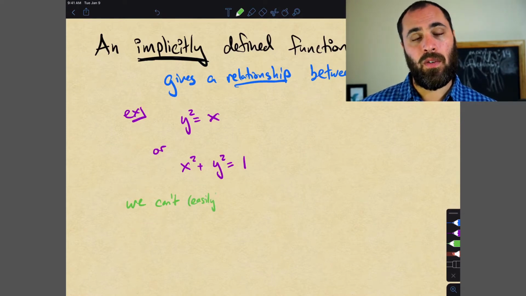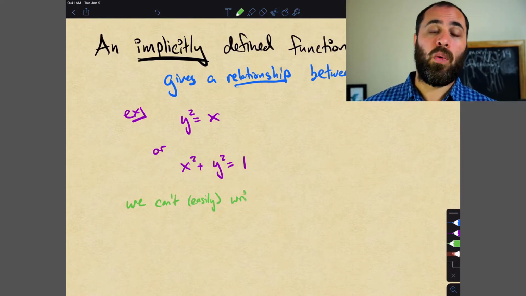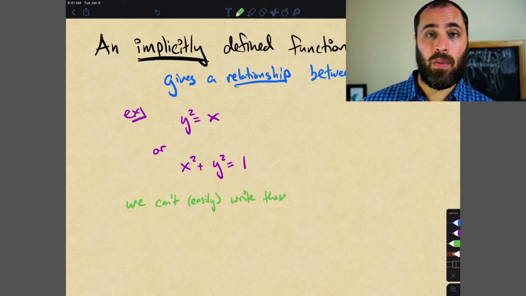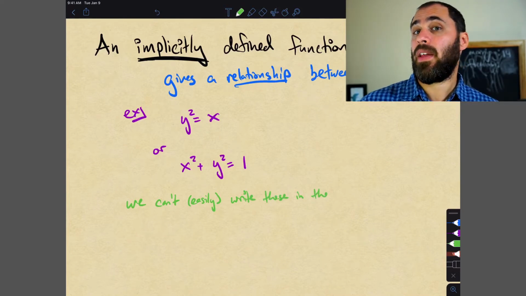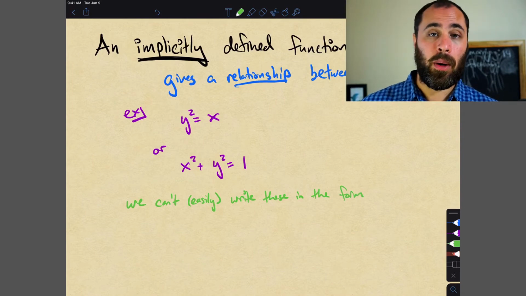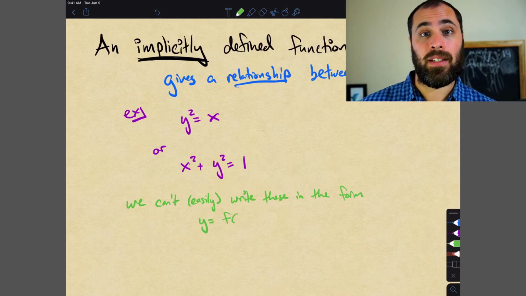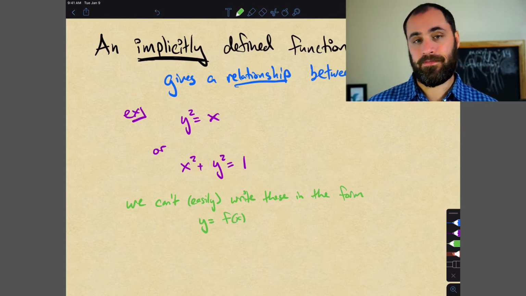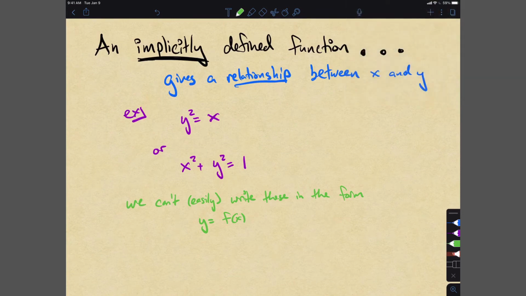So if you've got an equation where you can't easily solve for y and have only things depending on x on the right-hand side, then you've probably got an implicitly defined function. In the next video, we'll talk about how to do implicit differentiation, and we'll work through some pretty fun examples. Well, I think they're fun.